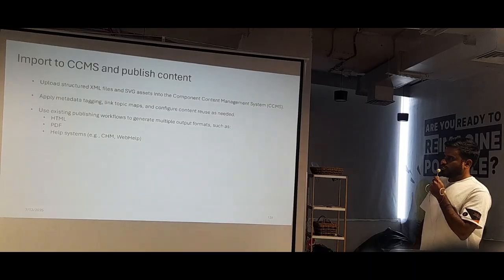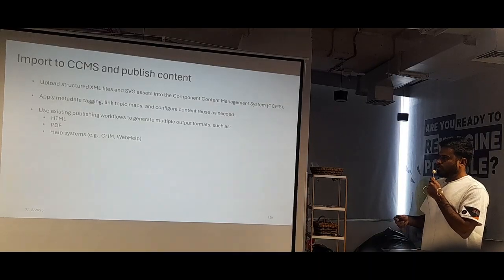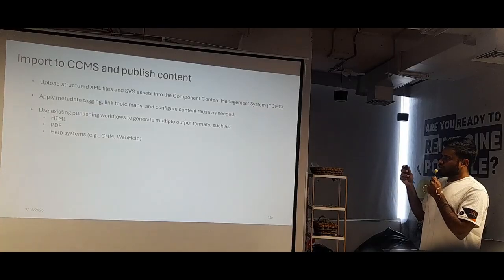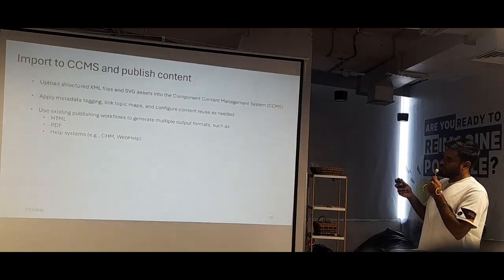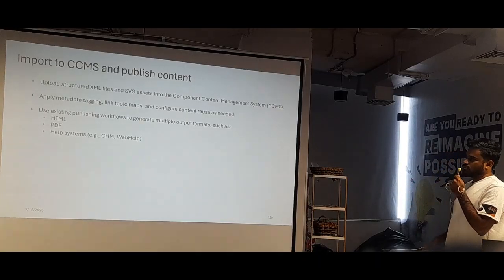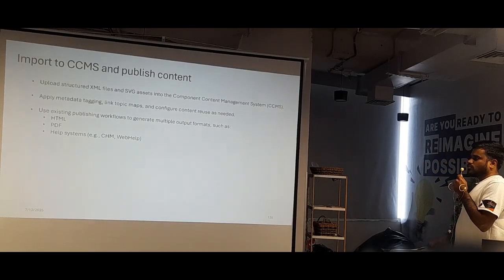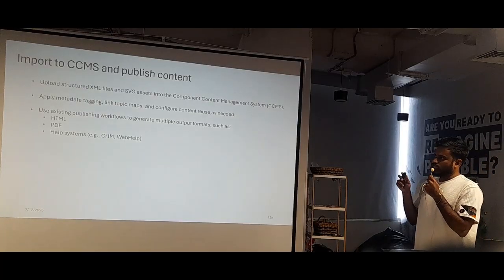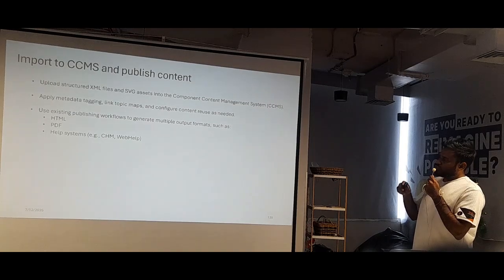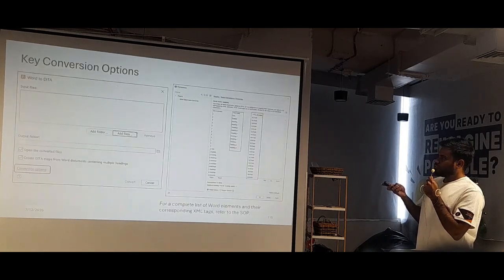So till now, we have just converted the content to XML. Consider our XML file is ready. The very next step is to import it to the CCMS and then publish the content. If you wish to import to the CCMS only the topics or the data maps, both can be done. I will let you go back and show.